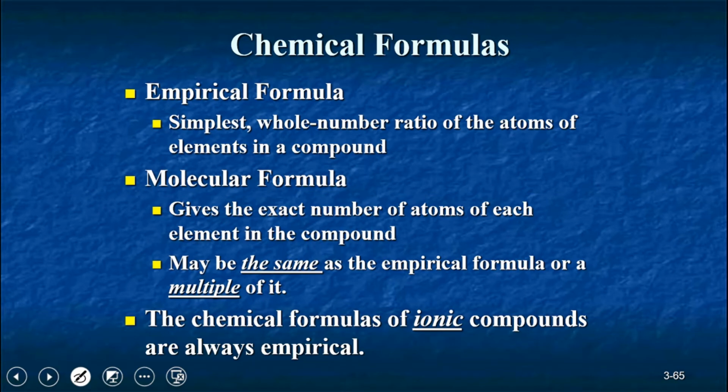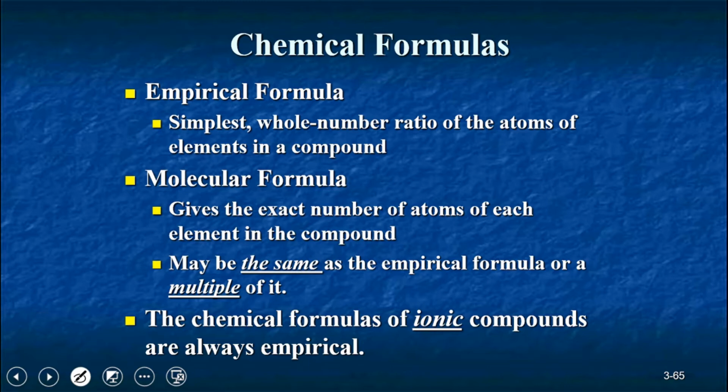One way of arriving at a formula is to derive the empirical formula. This is the simplest whole number ratio of the atoms of each element in the compound. This is typically the formula that we can arrive at when we do chemical analysis of the compound.